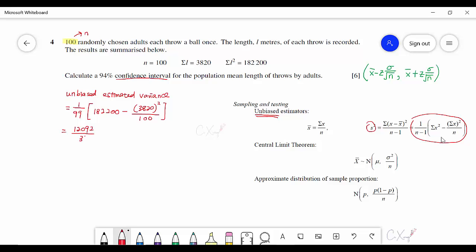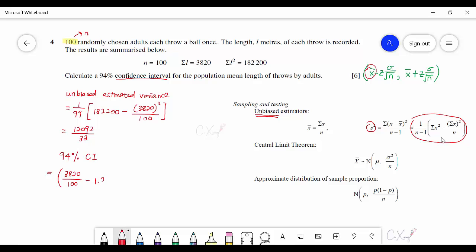So for me, I would strongly suggest you to keep your answer in a fraction form. Okay, don't cut it short to 3 decimal places or 3 significant figures yet, because this is not our final answer yet. Okay, then after that, when you want to get the answer for the 94% confidence interval, alright, then you apply everything into the formula. So they want to get the sample mean. So sample mean means 3820 divided by 100 minus the z.